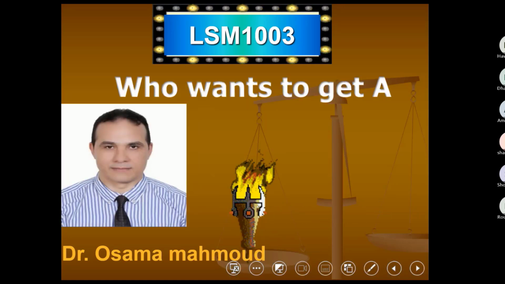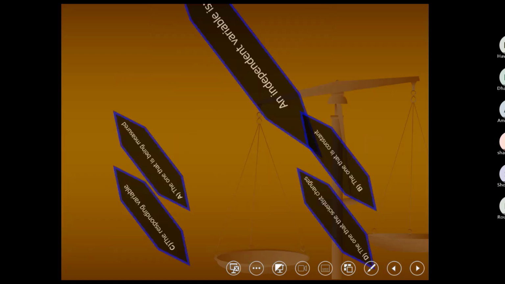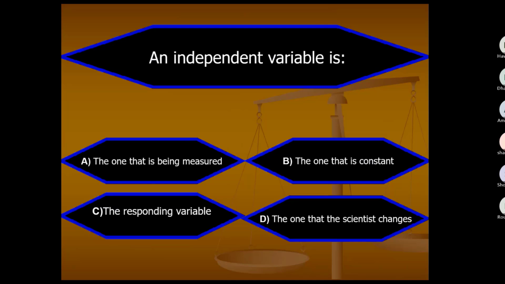This is why I like students to practice. What is the correct answer here, guys? I told you the independent variable, the one that responds to your action, right? The one you measure. So the right answer should be what?